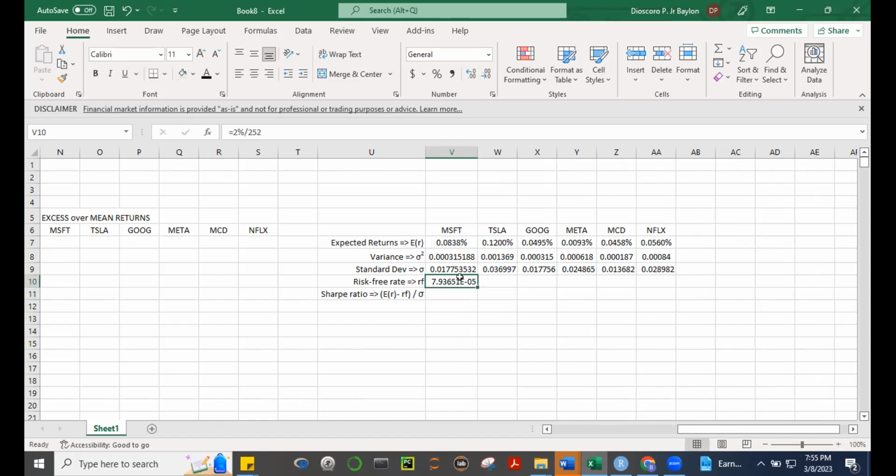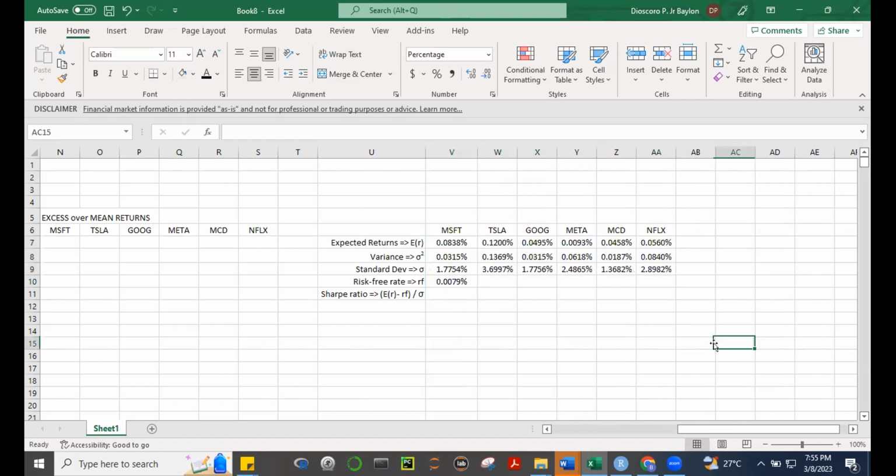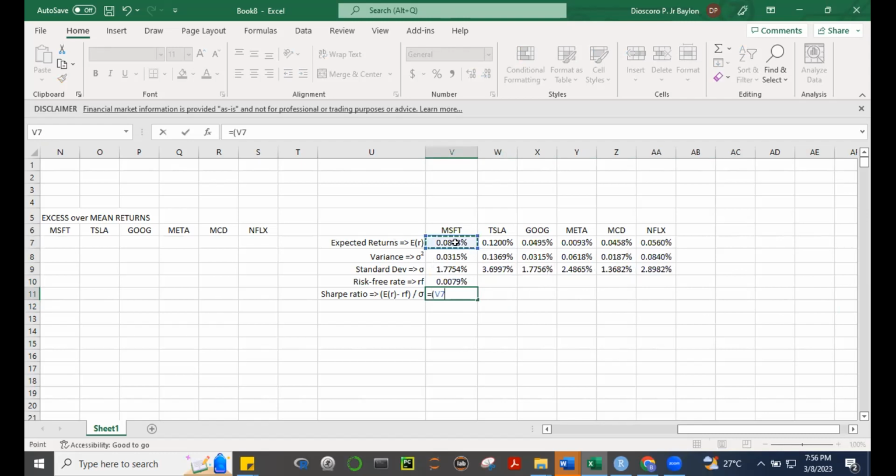Okay, so gawin natin percent lang din lahat to. Copy na lang natin format na to, para hindi masyado malaking decimal. Yan. Okay? So that's our risk-free rate, around 0.008%. Okay, these are daily rates, no? Daily metrics. And the Sharpe ratio will now be equal to your expected returns minus your risk-free rate, okay, divided by your standard deviation.